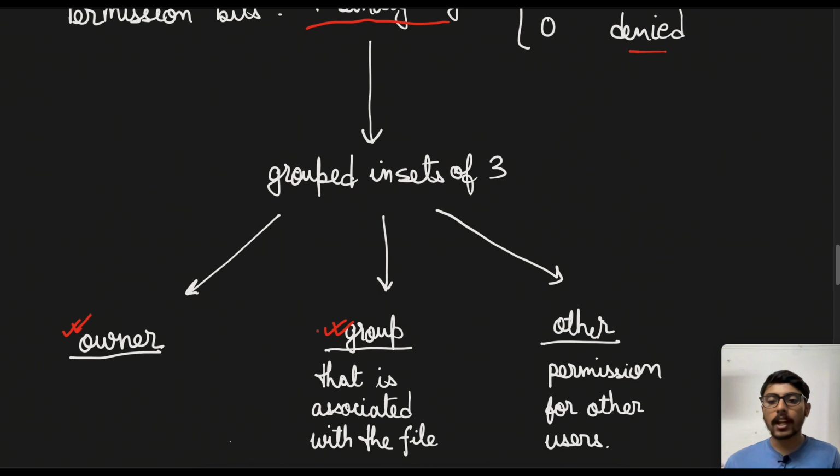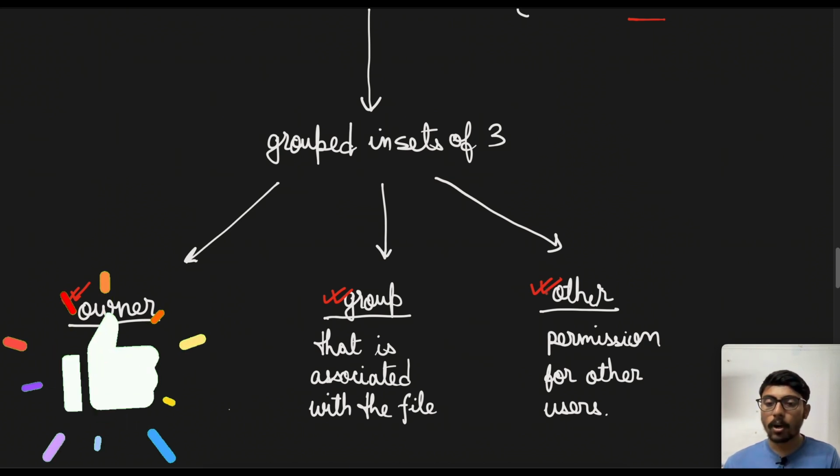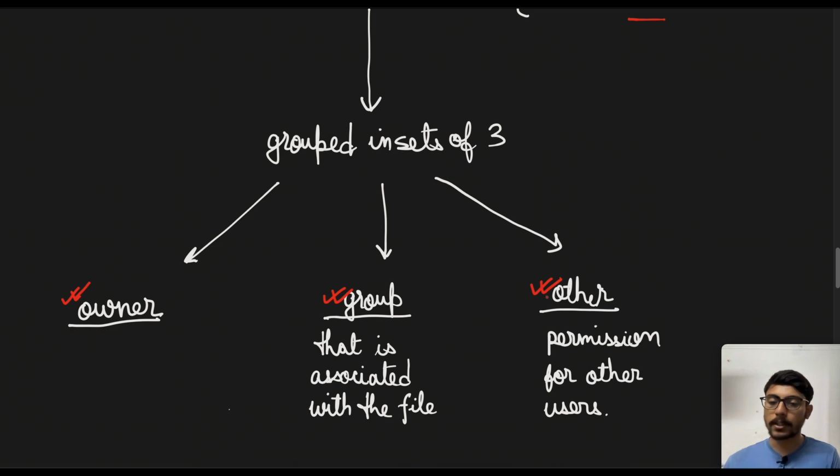Group is the list of specific people who are associated with that file, for things like writing and updating. The next part is other. For all the rest of the users that may be using the same Unix or Linux system, what permissions do they have with respect to the file? Whether they are allowed to read the file or not, that is something that we decide in the other category.